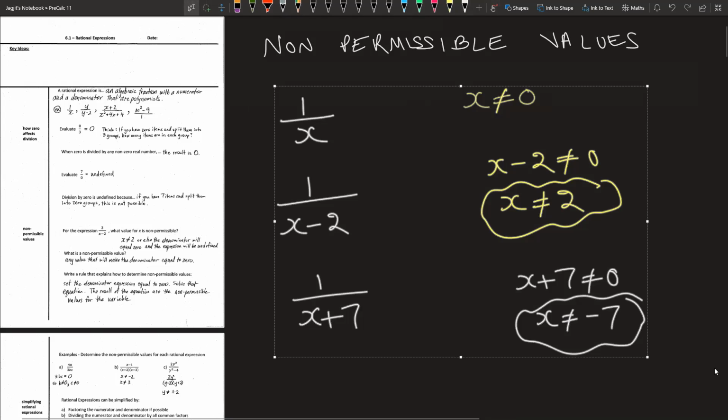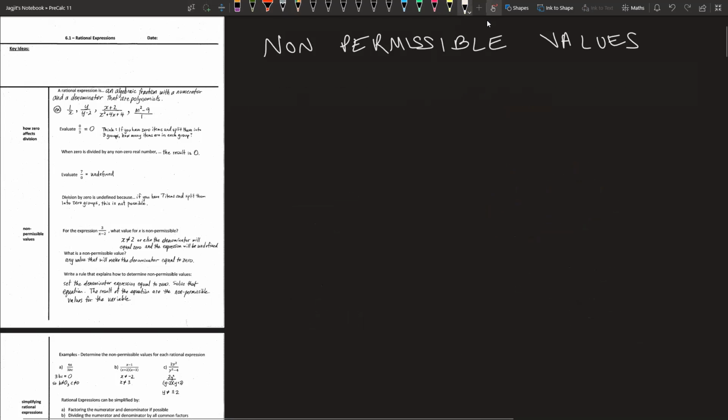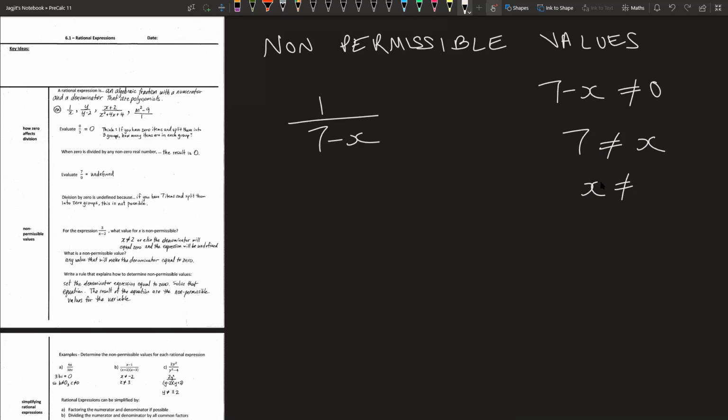Now, let me give you a few more examples. I want to see if you guys can quickly tell me the non-permissible value. What if I give you 1 over 7 minus x? Well, you see, it's written a bit differently, right? You take a denominator, which is 7 minus x. You say it cannot be equal to 0. Now, rather than moving 7, this x has a negative. I should move it instead. So you move negative x to the other side, you get x cannot be equal to 7. You usually want to write your variable in front. Okay. Moving forward, what you should do is you say, okay, 7 minus x. Negative x goes to the other side, you get x cannot be equal to 7. Okay, so you should be able to do this quite quickly.